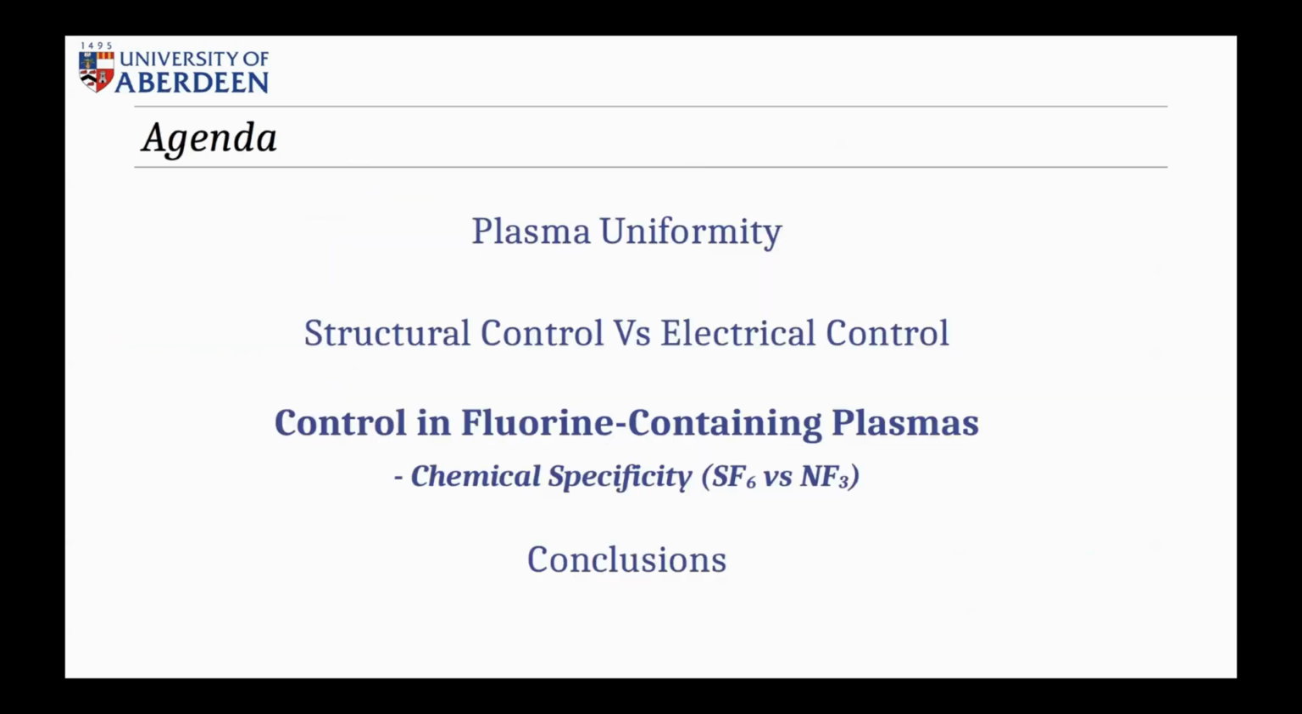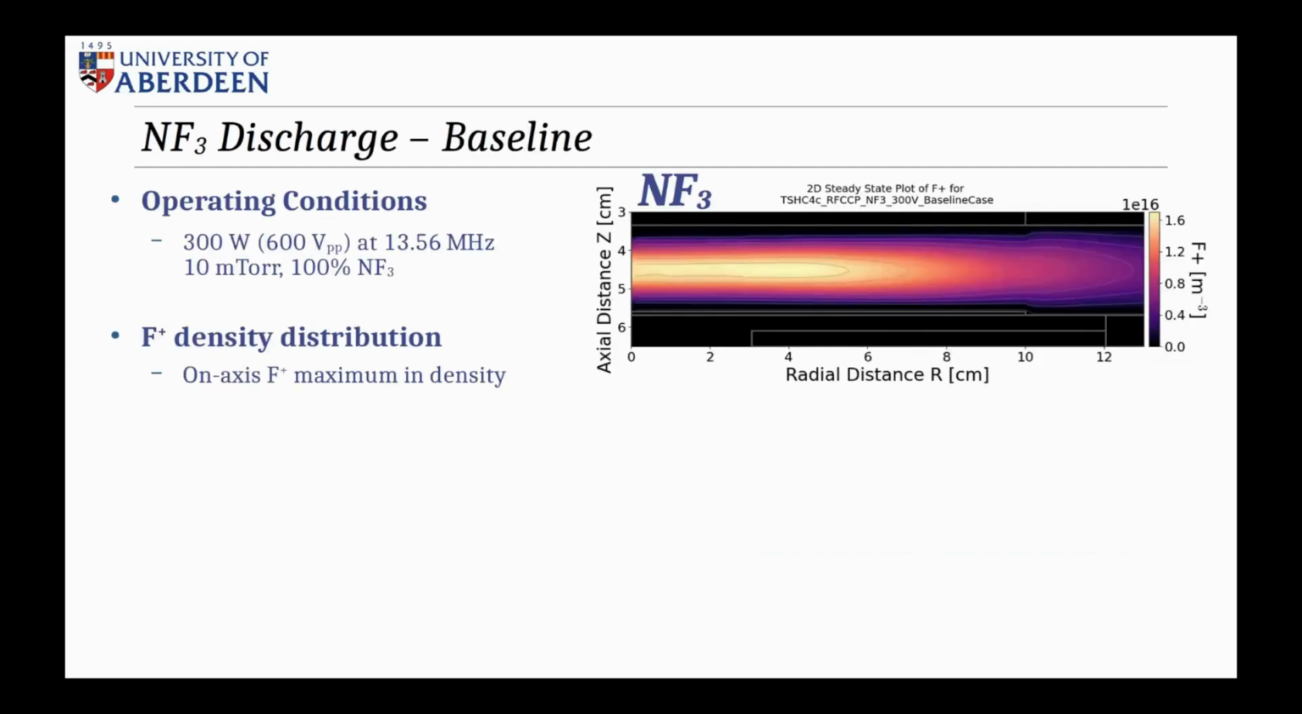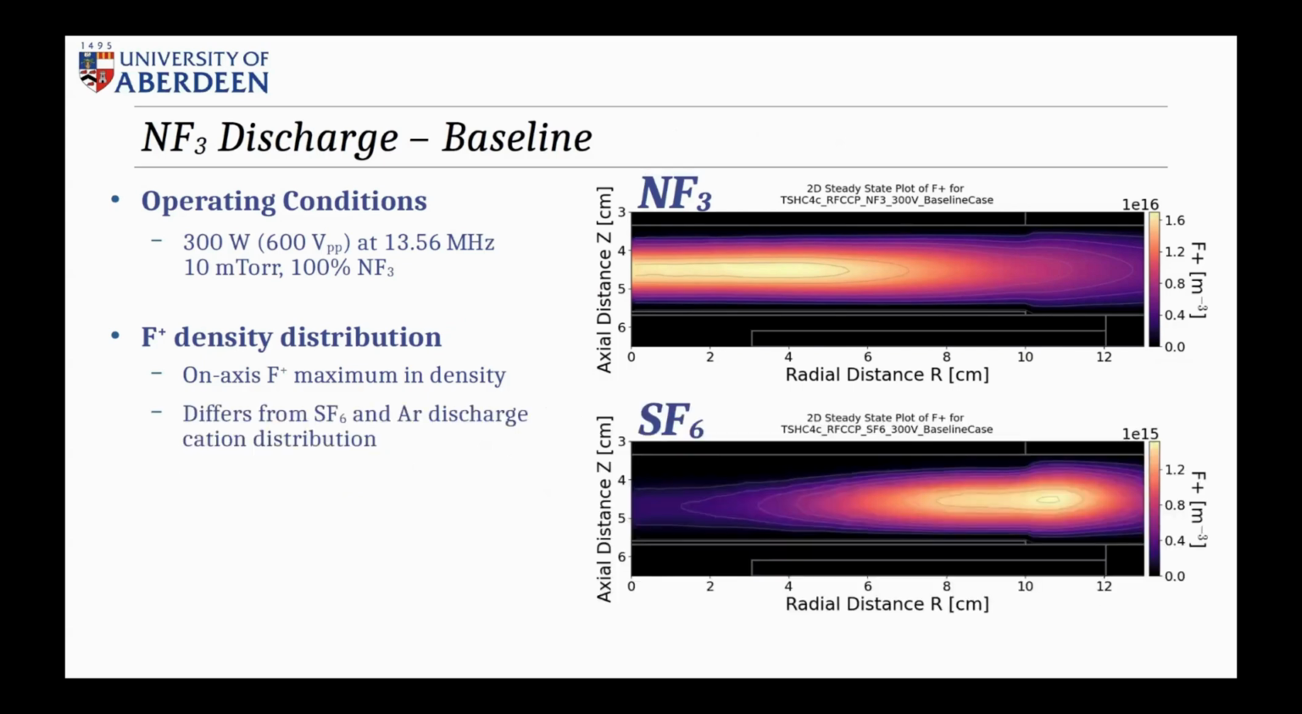Great, so we've solved it for fluorine then. Why don't we just try NF3? We had it lying around. Let's go ahead and see what happens when we do that. So NF3 was applied in the same conditions, so 10 millitorr, 100% NF3, 300 watts, 13.56 megahertz, same reactor. You'll notice here the distribution of F plus is now quite considerably different again.